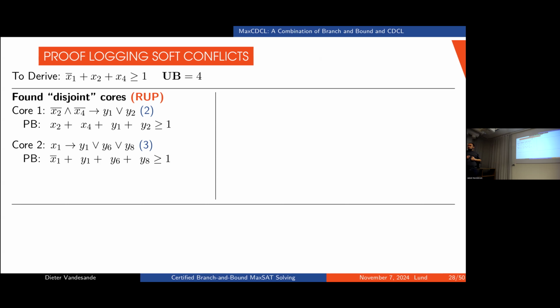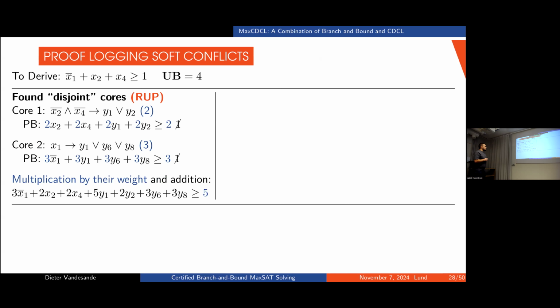And these are there due to the way they are found by look ahead, by unit propagation and by conflict analysis. So what we will do in the derivation is we'll multiply these constraints by their weight, and we'll add them up. And we get this constraint. If you look well, here you already see somehow the clause that we want to find appearing.